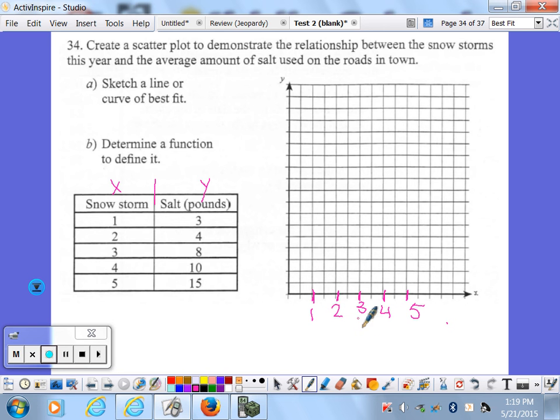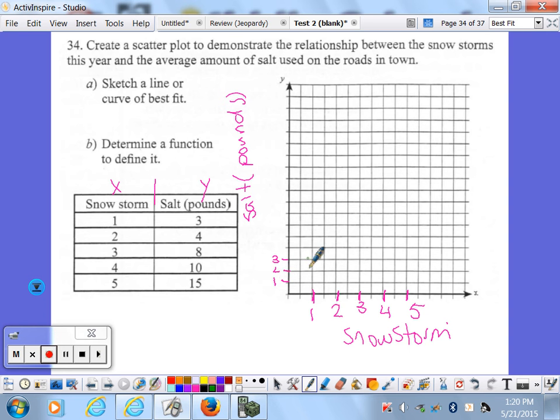So this is your snowstorm. We always want to label our axes. And on our y-axis, we will have the salt in pounds. And I notice that I will need to go up to 15. Okay, so I want to work that out as best as I can, seeing what I should count by. And I'm going to guess I'll probably have to count by ones. So this will be 1, 2, 3, and so on. Keep going, please, until you get to 15. Then you're going to plot your points.